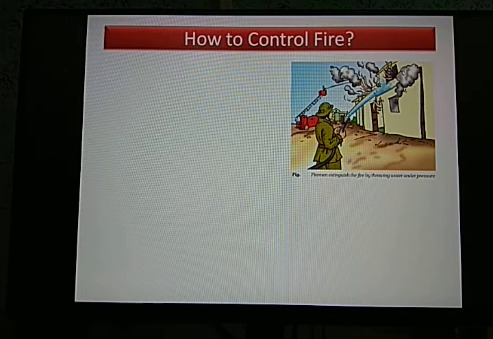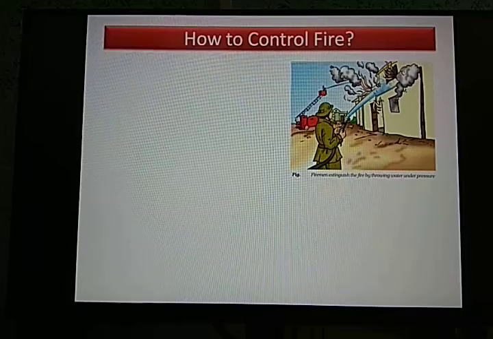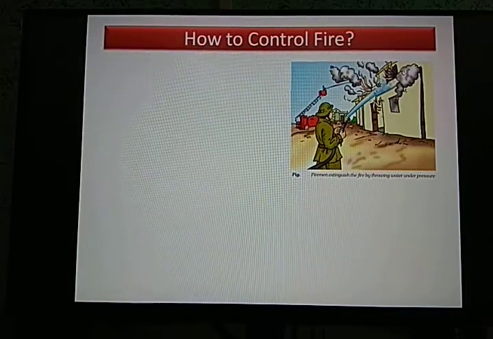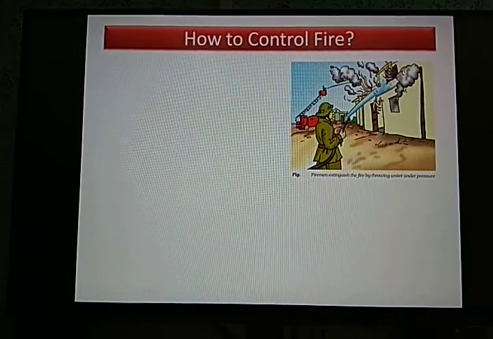What they actually do is, when you pour the water on the fire, the water cools down the combustion material. And as the temperature comes down, its ignition temperature also gets reduced, and as a result the burning process slowly and gradually minimizes.